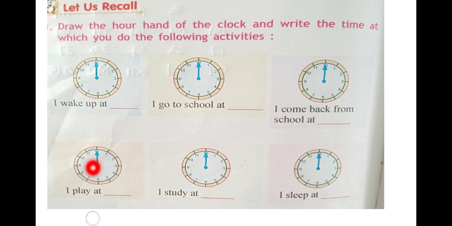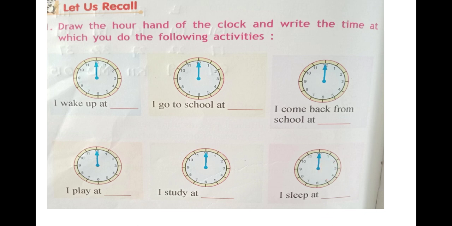Okay children, now I play at, so what time do you play in the evening? I think most of you start playing by 4 o'clock. Since it is winter, you may write here 4 o'clock. So you can draw the small hand, that is the hour hand, here. I study at, what time do you study? Usually you study at 6 o'clock in the evening, so you may draw the line here at 6 o'clock. What time you do the activity, you have to write, not according to what I say. All right, I sleep at, what time do you sleep? Maybe 9 o'clock, so you should draw the line here at 9 o'clock.